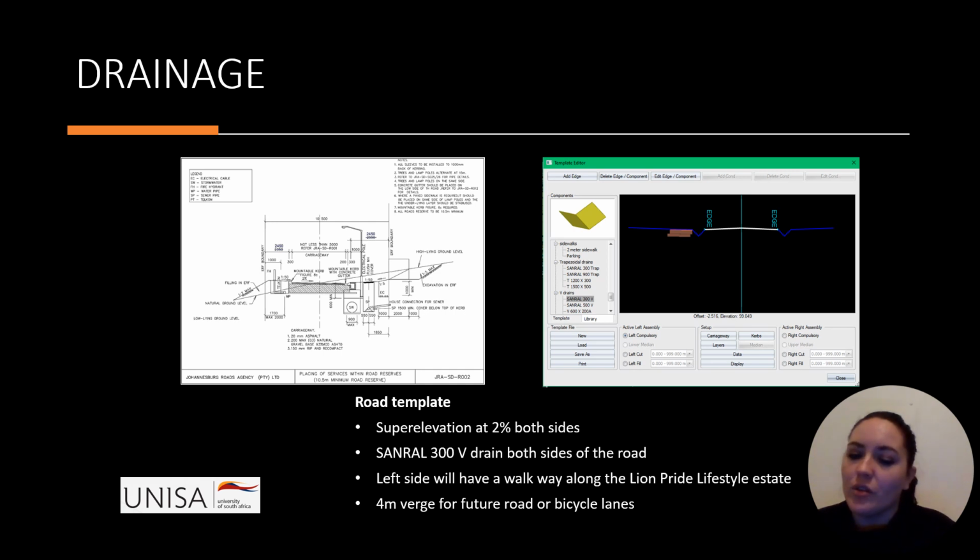I used a Sandroll 300 V drain on both sides of the road. On the left side, which is closest to the border of the Lion Pride Lifestyle Estate, I inserted a sidewalk for ease of access for the community, or just for more lifestyle usage. I also added the 4-meter verge, as the road reserve is set out for 25 meters to 36 meters, which can be used for future lanes or future bicycle lanes or pedestrian walking areas.